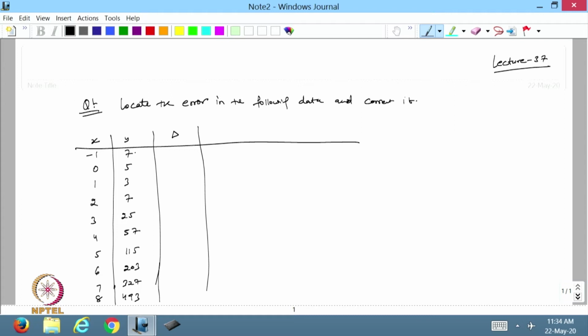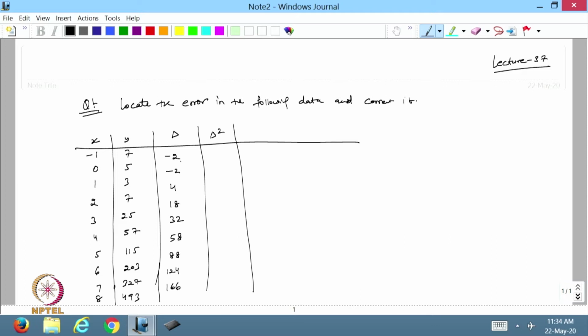So, 5 minus 7 is minus 2, 3 minus 5 is minus 2, 7 minus 3 is 4, then 25 minus 7 is 18, 57 minus 25 is 32, then it will be 58, then 88, then 124 and this is 166. So, these values are the first difference. Then I take the second difference.